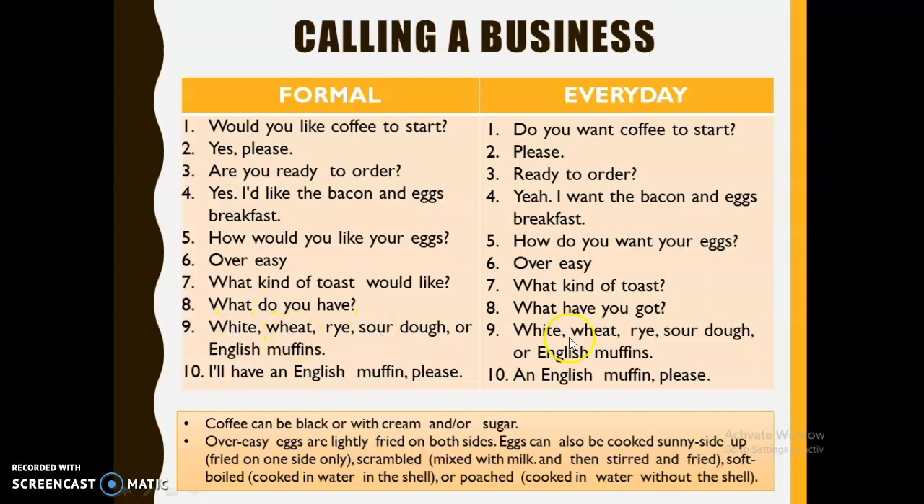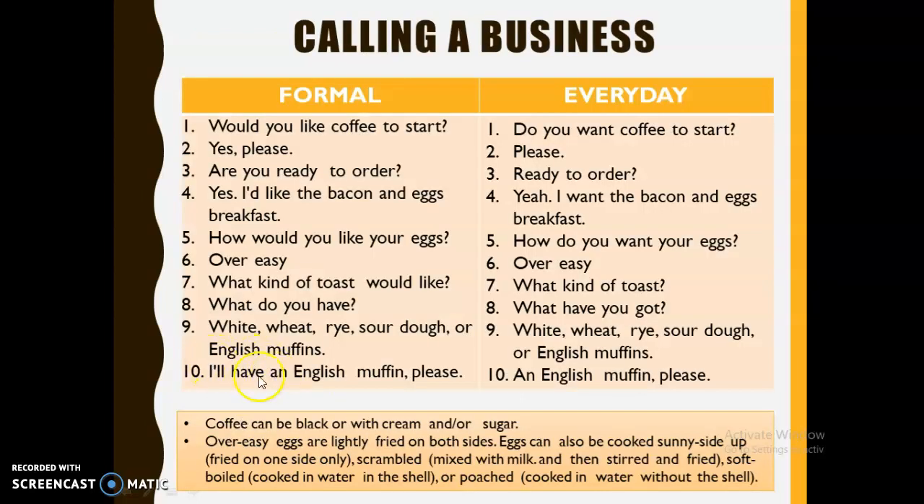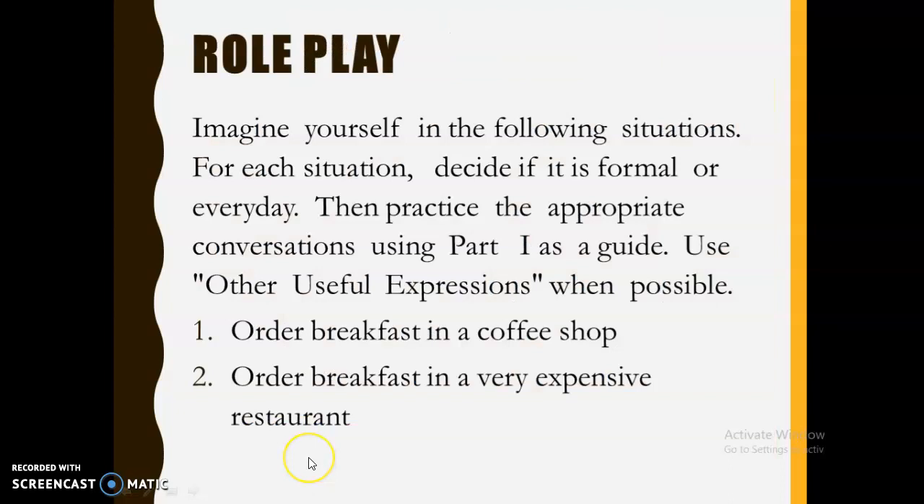And then you can answer, they are the same here. There is no difference. And then number 10, I'll have an English muffin, please. An English muffin, please. The same thing. So you use a complete sentence with subject and verb, but this one only gives the main point. Alright, and then there is a note here. Coffee can be black or with cream and or sugar. So there are kinds of variations for coffee. And then I have already explained about the types of eggs here.